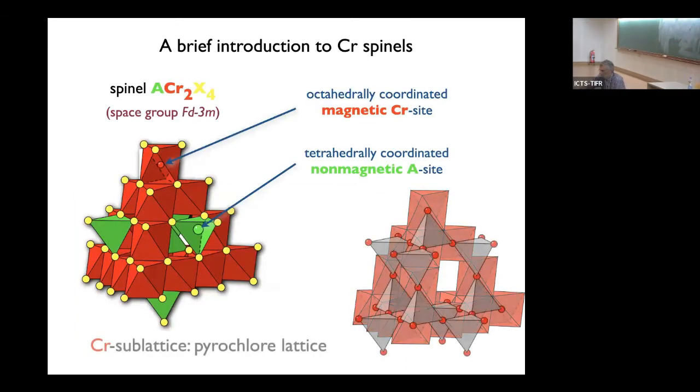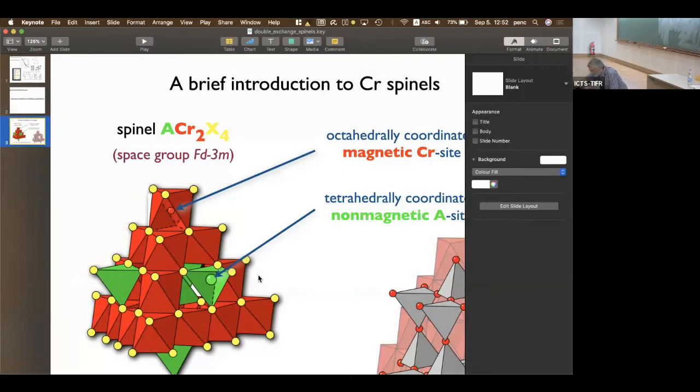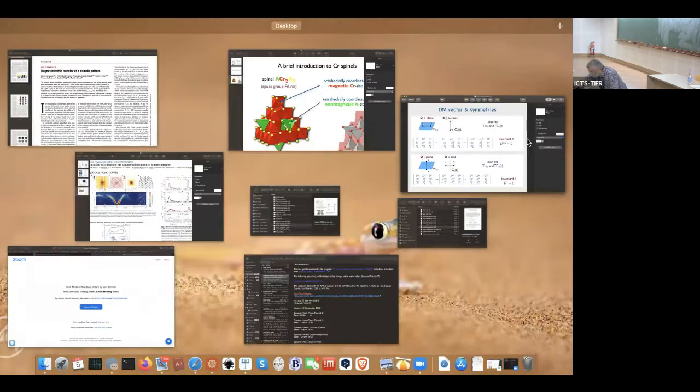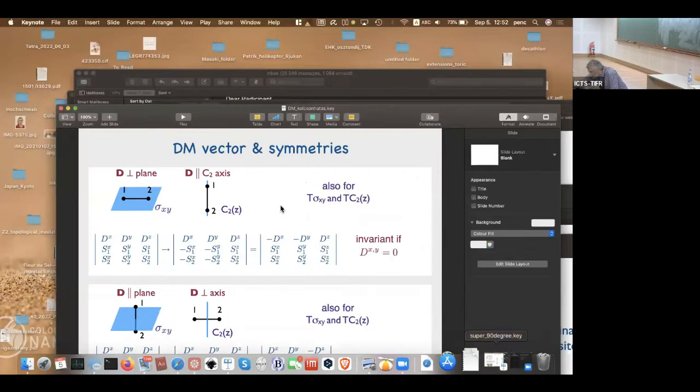Okay, this is different. And then the 90 degree, where is the 90 degree? I hope I didn't close it. Super, yeah, this is it, perfect.